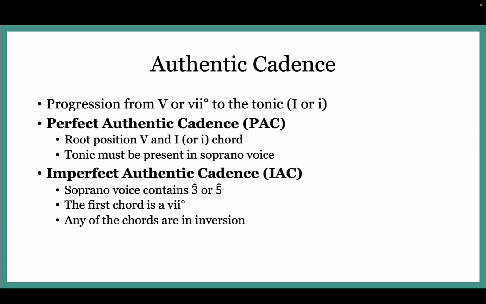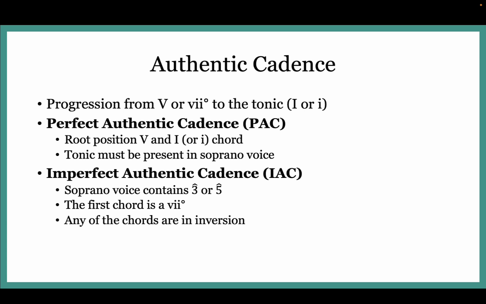Now, a perfect authentic cadence is going to be a root position 5 to a root position 1. That can be major or minor. And the tonic has to be in the soprano voice, meaning that do has to be in the soprano part, whatever it is. So you can have the soprano having do, but if the 5 or the 1 isn't in root position, it's not a perfect authentic cadence. Or you can have a root position 5 and a root position 1, but if the tonic or do isn't in the soprano, it's not a perfect authentic cadence, it's imperfect.